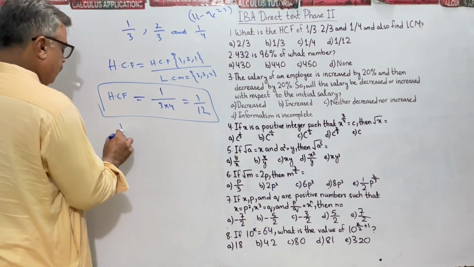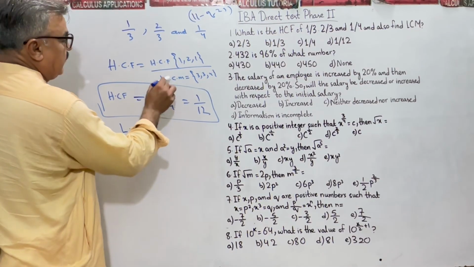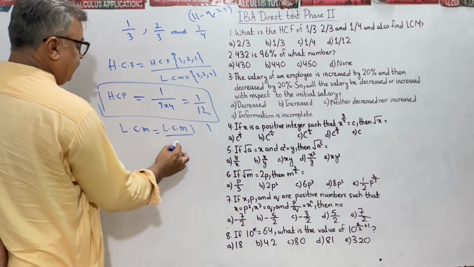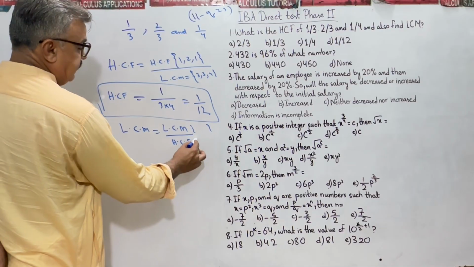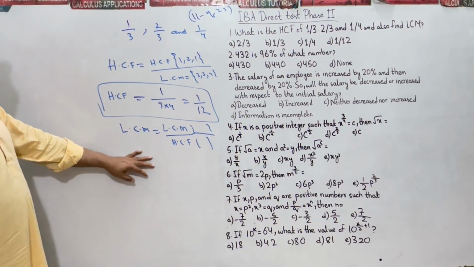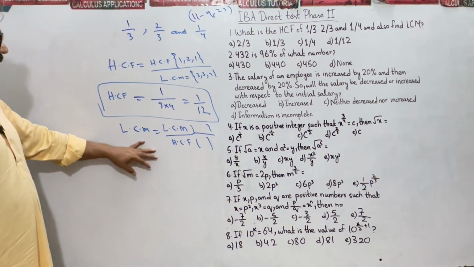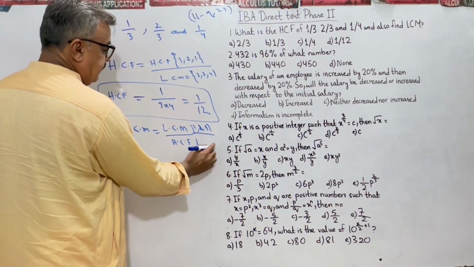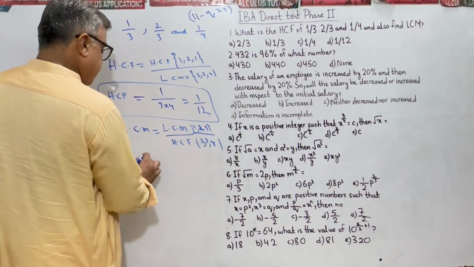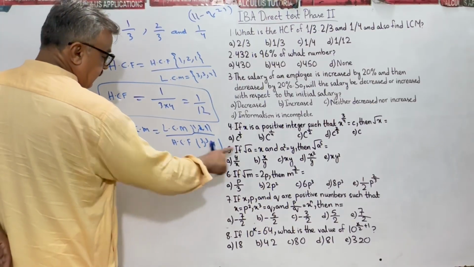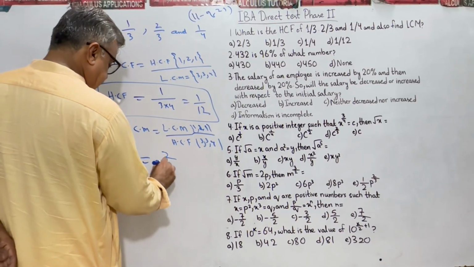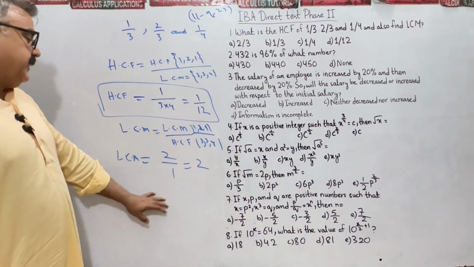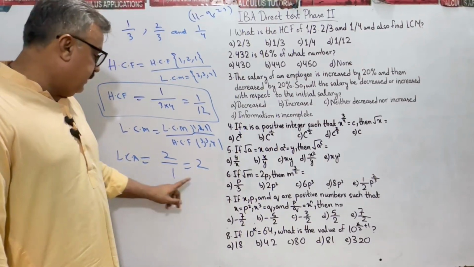For LCM, there is a little variation: just turn it upside down. Take the LCM of the numerators divided by the HCF of the denominators. That is the formula for finding the LCM of fractions. Here we have to find the LCM of 1, 2 and 1, and the HCF of 3, 3 and 4. The LCM of 1 and 2 is 2, and the highest common factor of 3, 3 and 4 is 1. So the LCM in that case is 2 over 1.